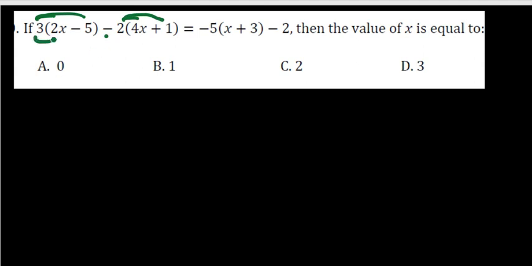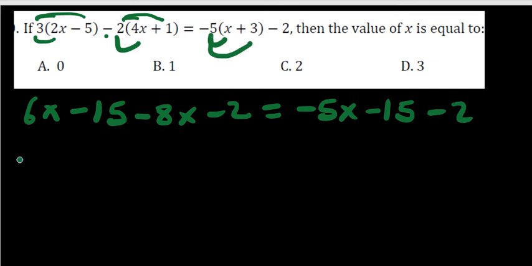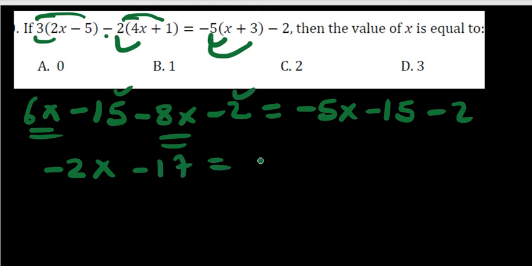Okay, let's do it. 3 times 2x will be 6x, and minus 15 and minus 8x. I'm multiplying here again. Here minus 2 is equal to negative 5x minus 15 minus 2. I multiply here also each. Therefore these two are like terms. 6x minus 8x is negative 2x, and negative 15 minus 2 will be negative 17 is equal to, on the right side, we have negative 5x minus 17. As you see here, negative 17 exists on both sides. You can cancel each other.